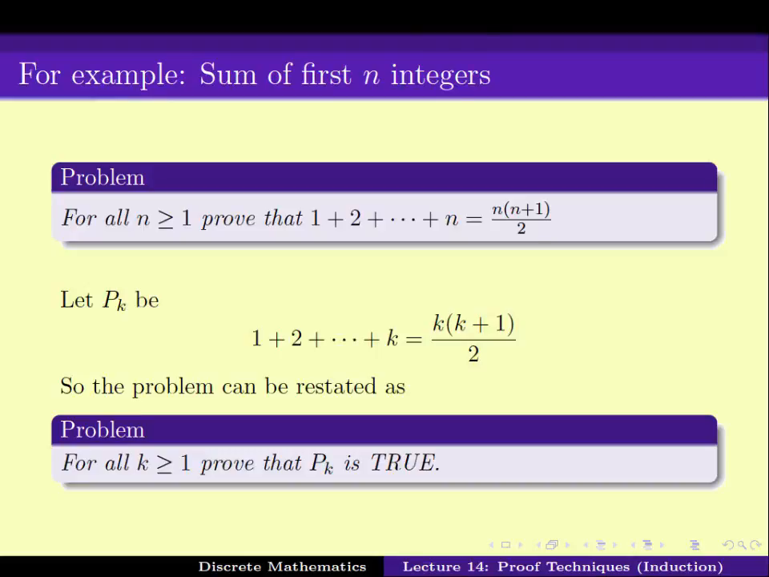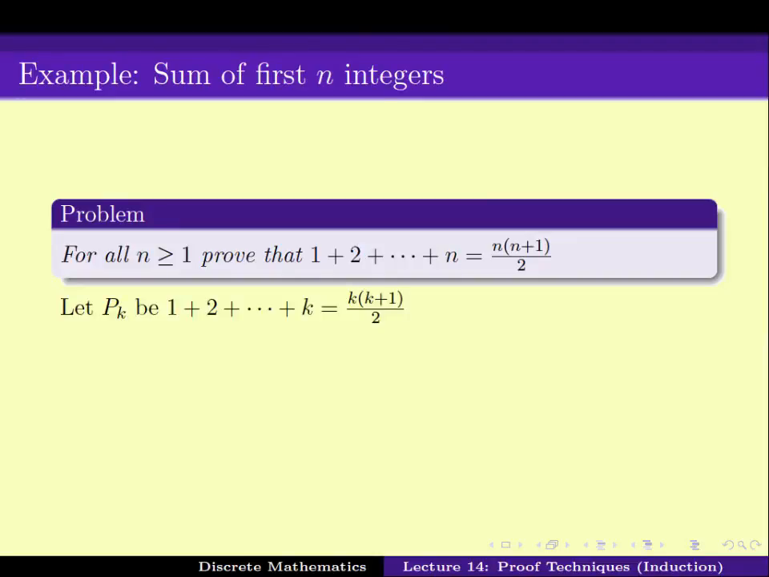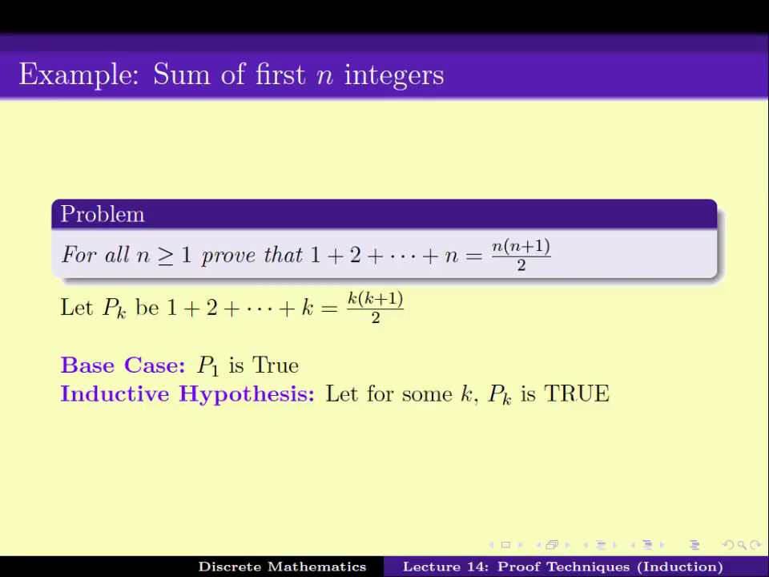Now let's use the principle of mathematical induction. So what should be done? First of all, this is the Pk, namely the sum of the first k elements is k into k plus 1 by 2. We have to first prove the base case, which is that P1 is true. We have to assume the induction hypothesis. So that means for some k, Pk is true, and we have to prove the inductive step: assuming Pk is true, prove Pk plus 1 is true. This is a very simple kind of step-by-step way of proving a problem.